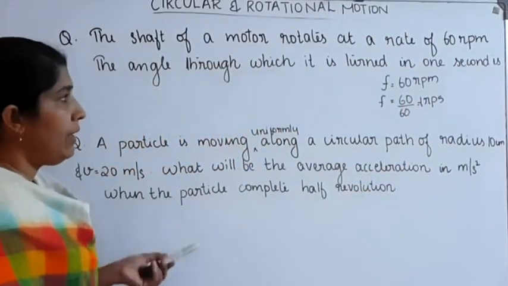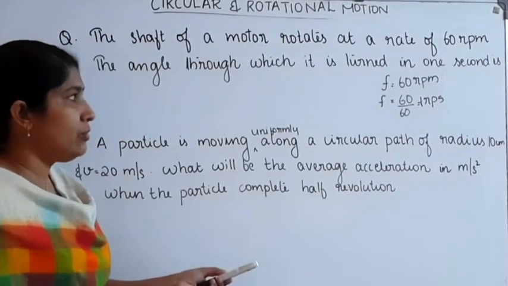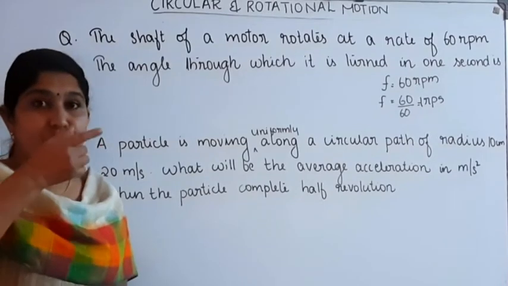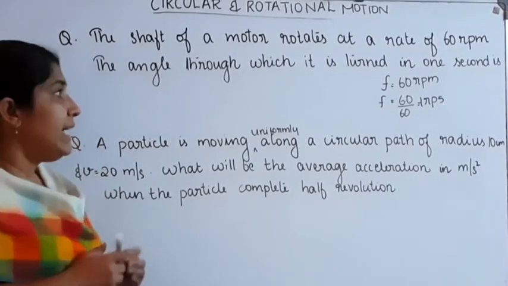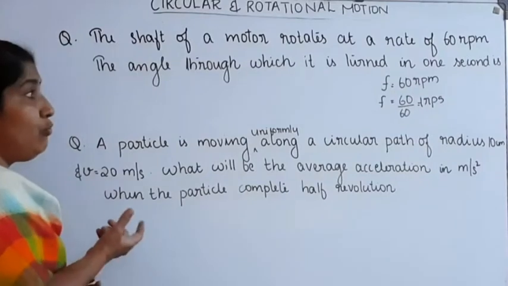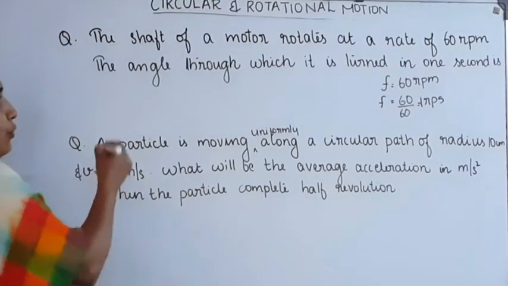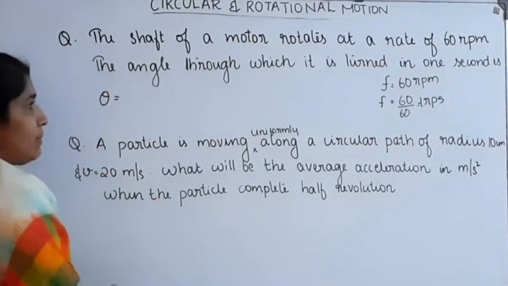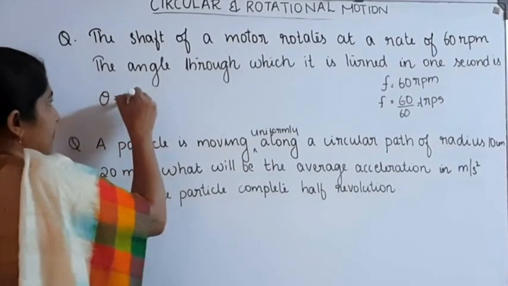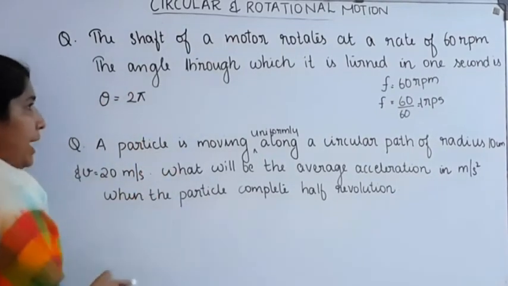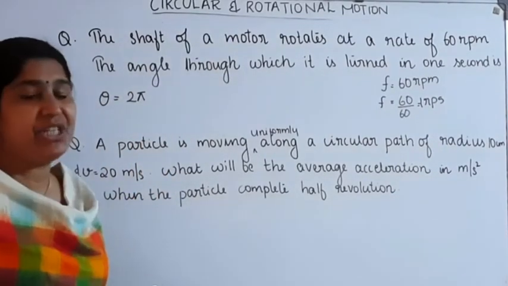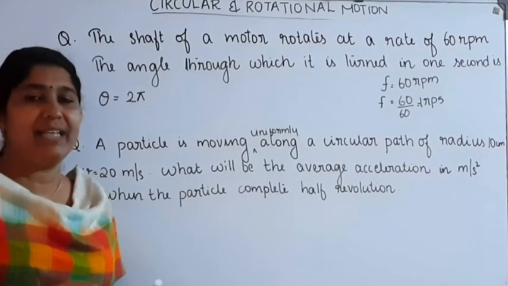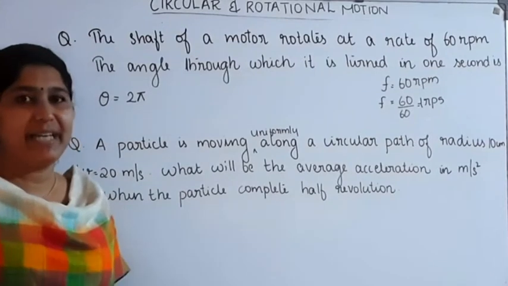From 1 rotation per minute, it is clear that in 1 second it completes 1 rotation. Therefore we can say that the angular displacement theta is equal to 2 pi. 1 rps means 1 rotation in 1 second, that is, 1 rotation is made in 1 second.